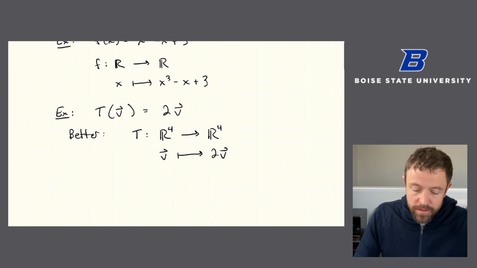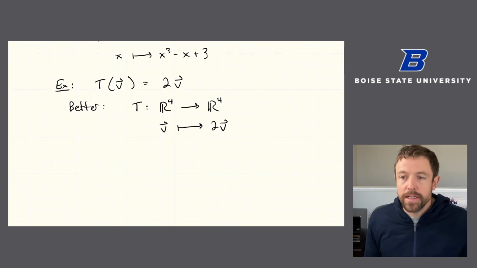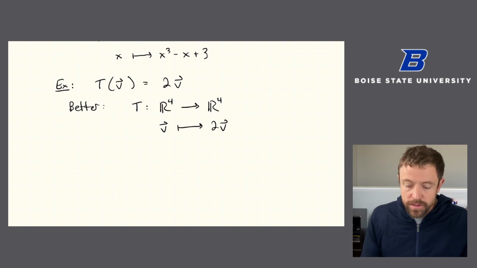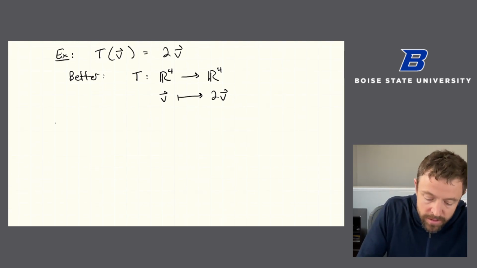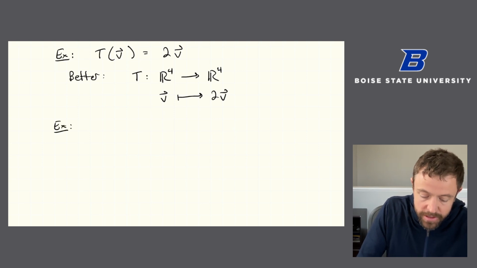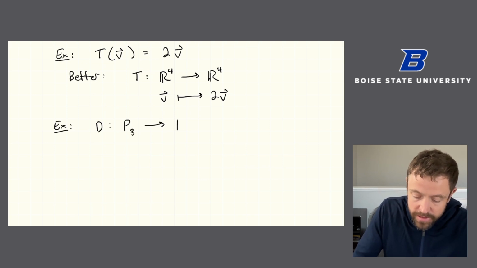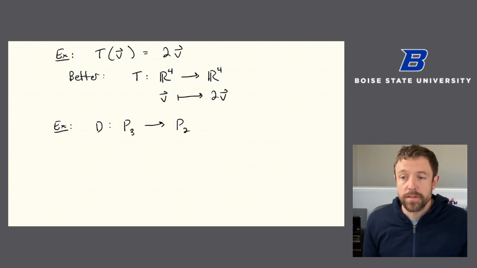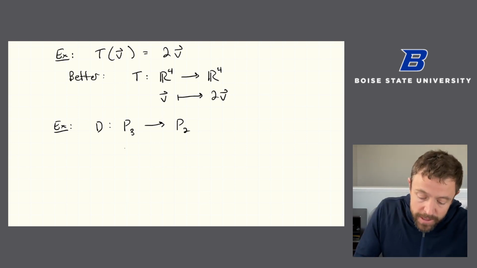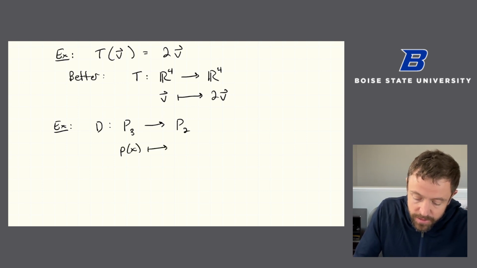Another issue is we want to deal with other vector spaces. So what about this function that I'm going to call d, for a reason that I think will become clear, which is going to take polynomials of degree 3 or less and map them to polynomials of degree 2 or less. And what it's going to do with some polynomial is it's going to send it to its derivative.